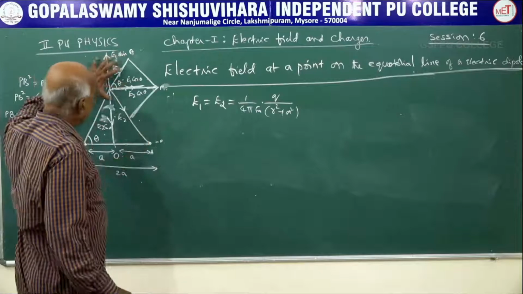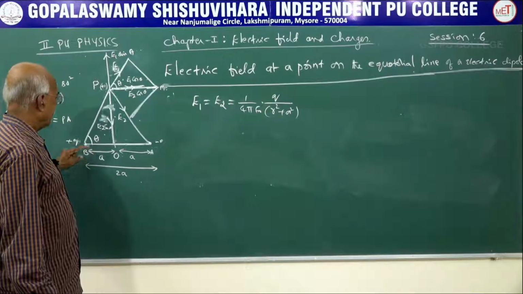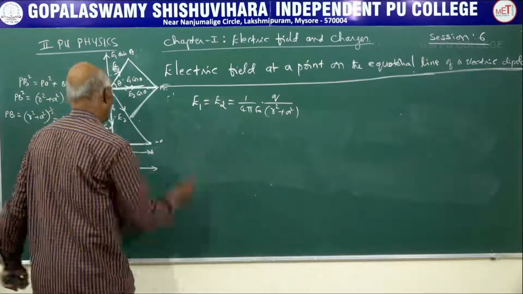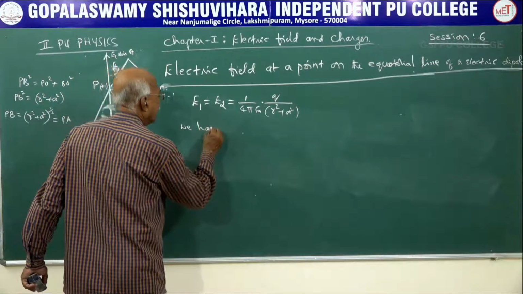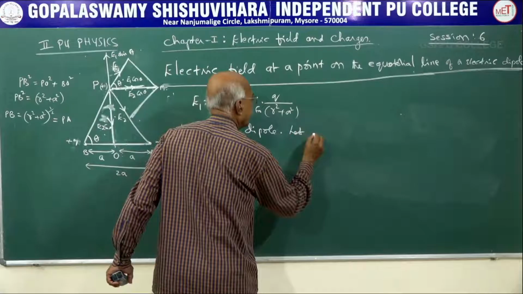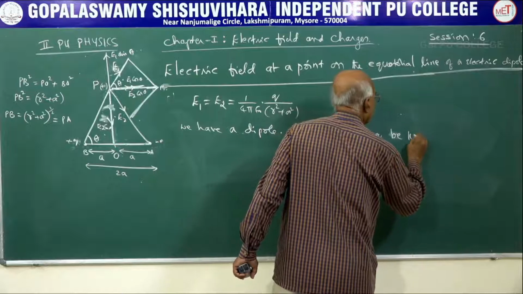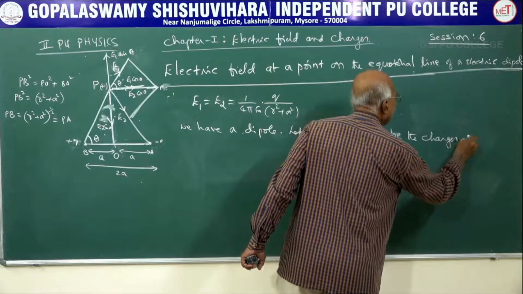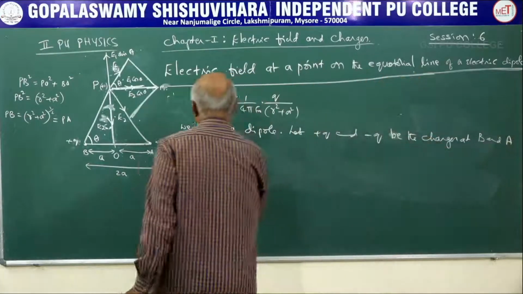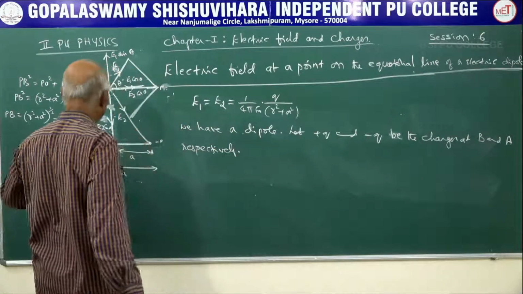Now what is the figure we have got? We will rewrite step by step. What we have got here is a dipole. The plus Q and minus Q charges are available at B and A. We will write the explanation. Now we have an electric dipole. Let plus Q and minus Q be the charges at B and A respectively. So at B and A we have plus Q and minus Q.